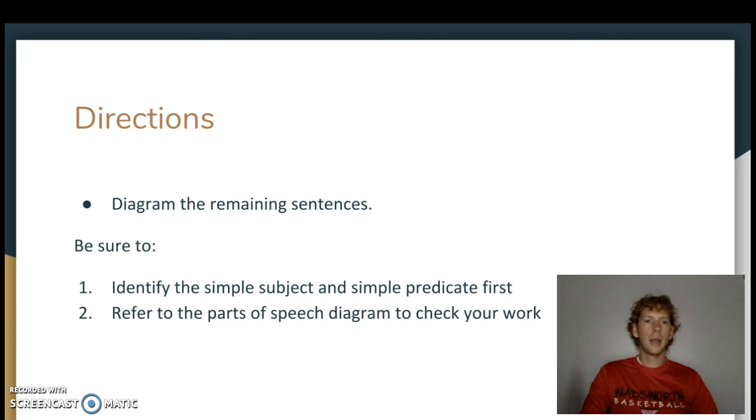So I would like you to go on and diagram the remaining sentences. There are 3 sentences in increasing difficulty. That will be for an exit ticket, for a grade. I want to see how well you understand diagramming sentences. And as you can see in the instructions here, be sure that you identify the simple subject and the simple predicate first. In other words, you're using parts of speech to help you find the first verb, and then use your parts of speech to determine what is the noun or pronoun, which is going to be your simple subject. If you get stuck, you're welcome to go back to the slideshow that I was just showing you to use parts of speech to help you.